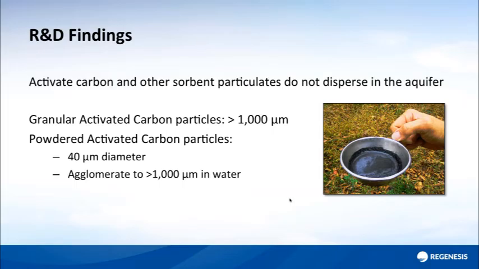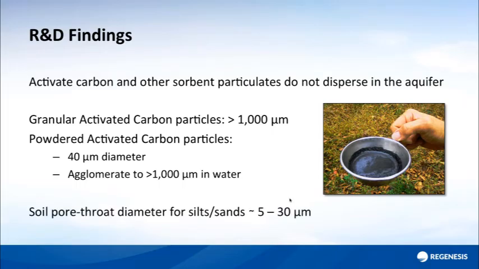This is a big deal in the formations because, well, even if they were 40 microns, there would be challenges because the soil pore throat diameter for silts and sands is in the range of 5 to 30 microns. So a 40 micron particle is not going to go through that pore throat. It's certainly not going to go through that pore throat if it's agglomerated up to a larger particle.